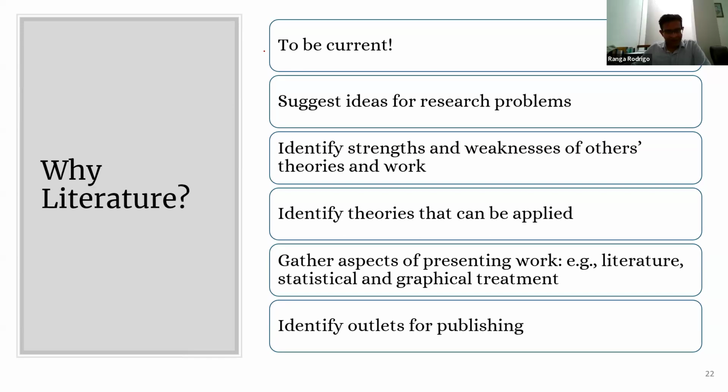Then suggest ideas for research problems. Now when you think about this, we are from University of Moratuwa and close to University of Moratuwa, as you know, there is the carpentry business. Assume that I recruit a person to be a carpenter, and he has not worked as a carpenter. He has just gone to school.